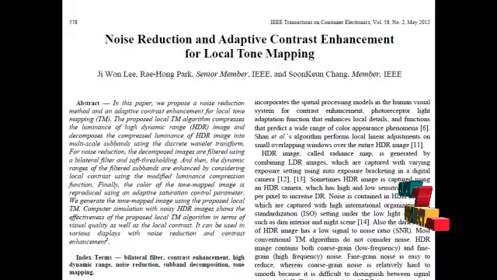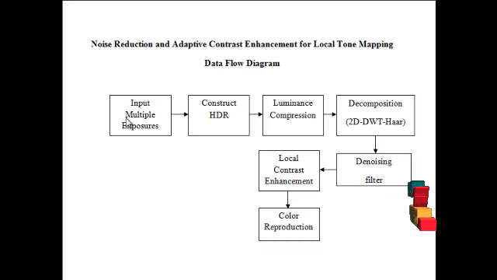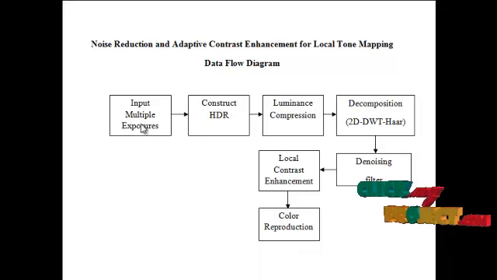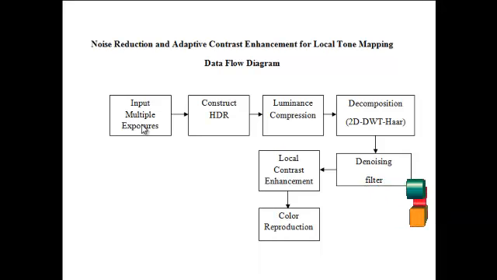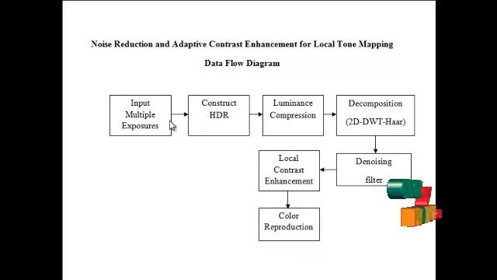Let's go through the data flow diagram. Regarding the data flow diagram, you have to consider three inputs which have multiple exposures. For example, low exposure, mid exposure and high exposure images as an input, and you have to construct an HDR image using these input exposures.